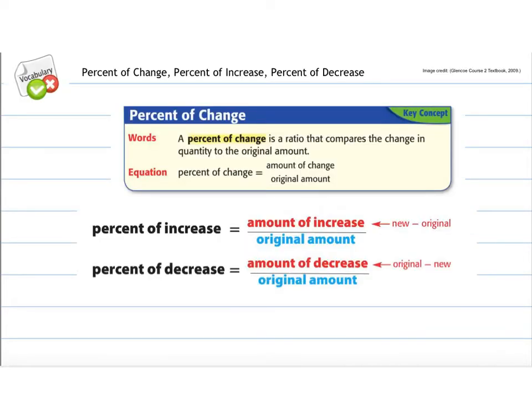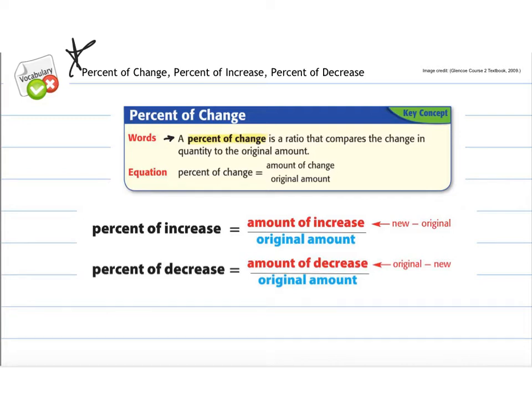Okay, so some vocab here we need to write down. Percent of change, our definition is right here. A percent of change is a ratio that compares the change in quantity to the original amount. And we do that by figuring out how much the amount has changed and then dividing that by the original. So if the cost of a movie was $10 and then it dropped to $8, we're figuring out what percent that cost decreased.